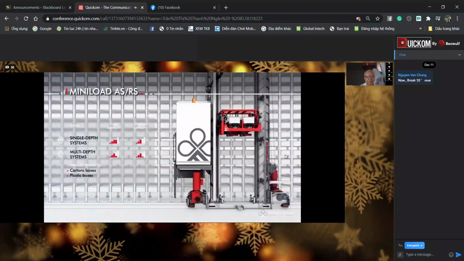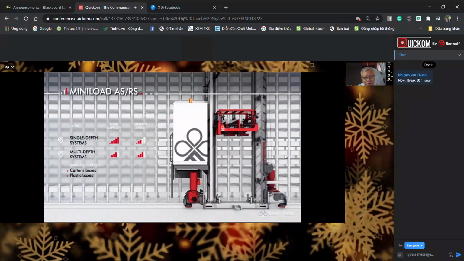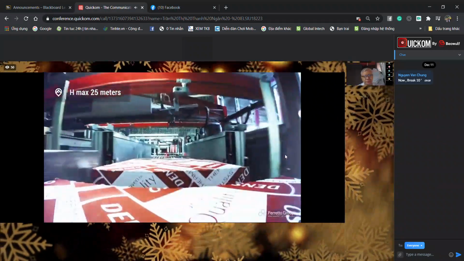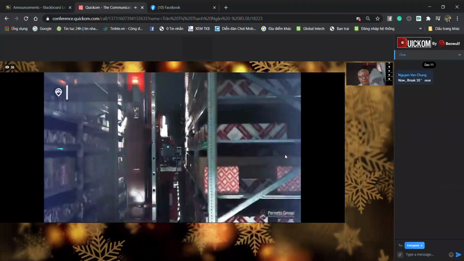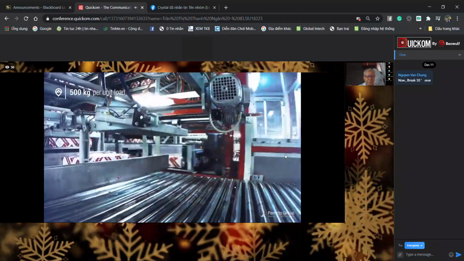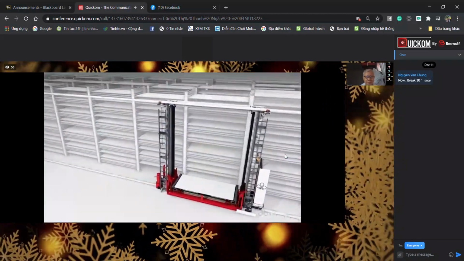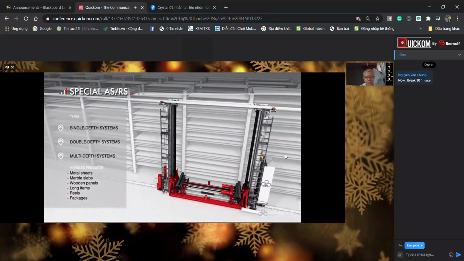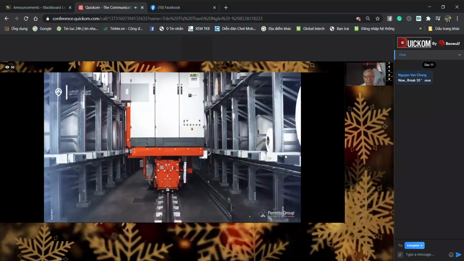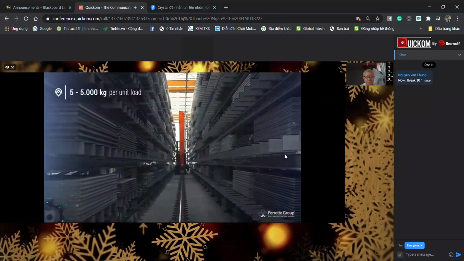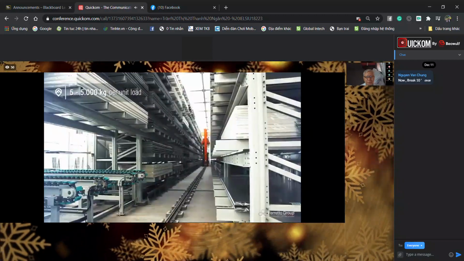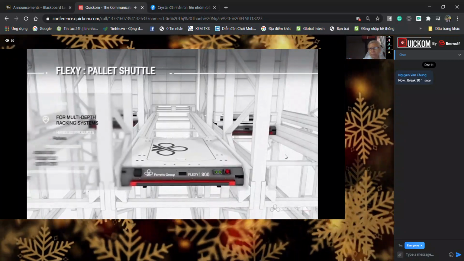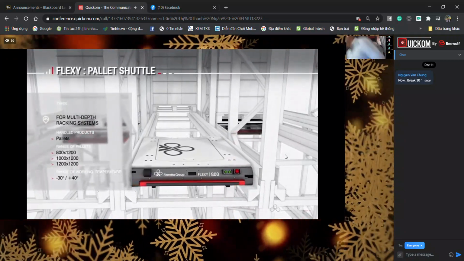Mini-load systems are stacker cranes that handle individual plastic and cardboard boxes at high speed using telescopic forks or suction cups. They can reach up to 25 meters in height and handle up to 500 kilograms. Special automated storage and retrieval systems stand out for the variety of goods they can store. Loads range from 5 to 5,000 kilograms and are handled using telescopic forks, dragging devices, suction cups, and special shuttle systems. Flexi is a shuttle system capable of handling multi-depth pallets on racking.